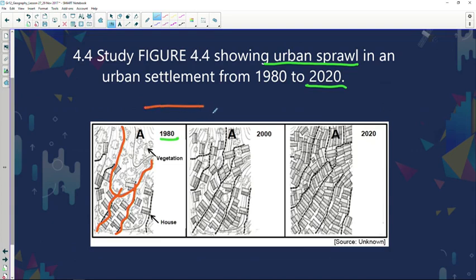But over the years, there's an increase. As you can see, houses are just being built everywhere. There's no plan. It's not controlled. It doesn't look like a controlled environment. And then, if you look at 2020, all of a sudden, there's no more trees. It looks completely unplanned. It's like all these settlements are stacked on top of one another.